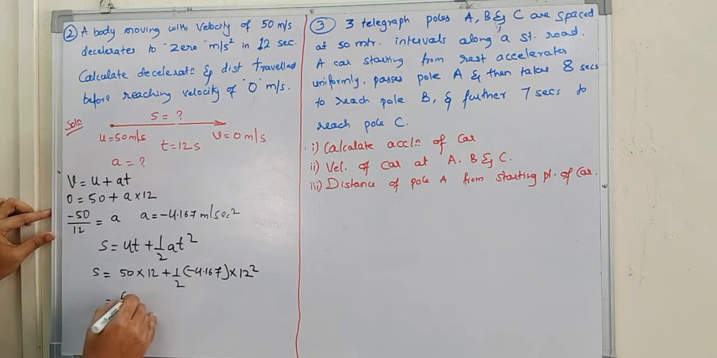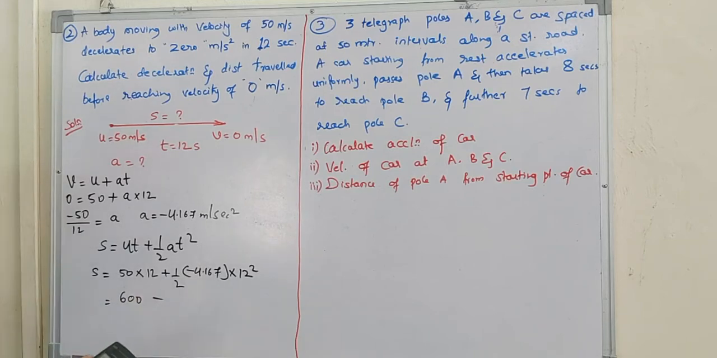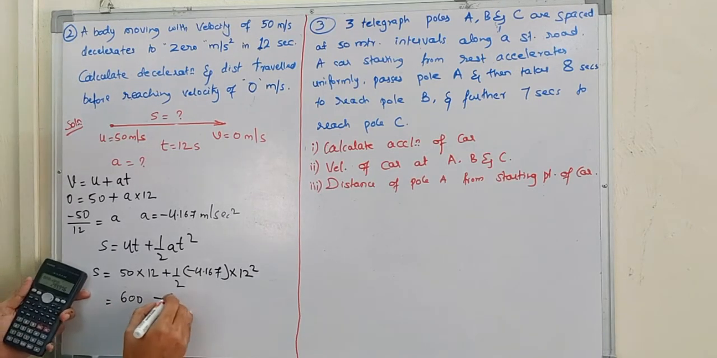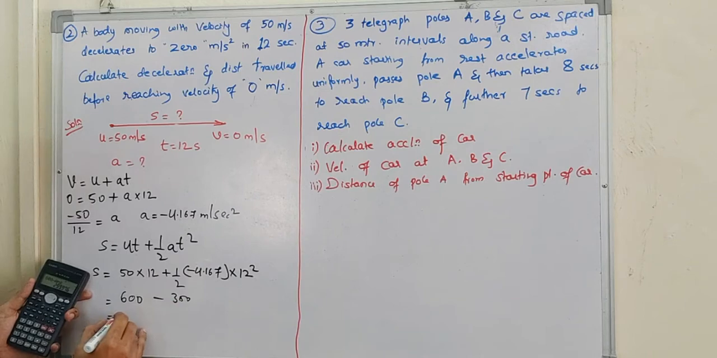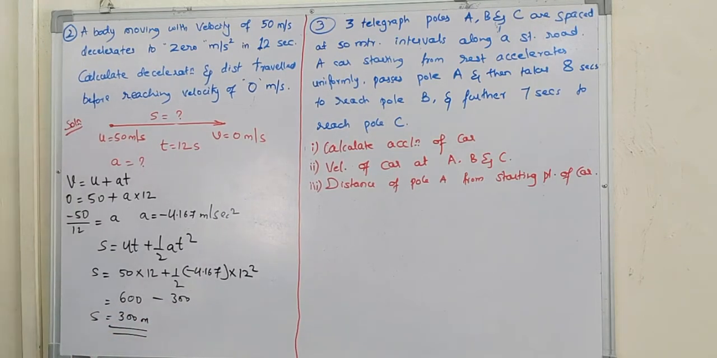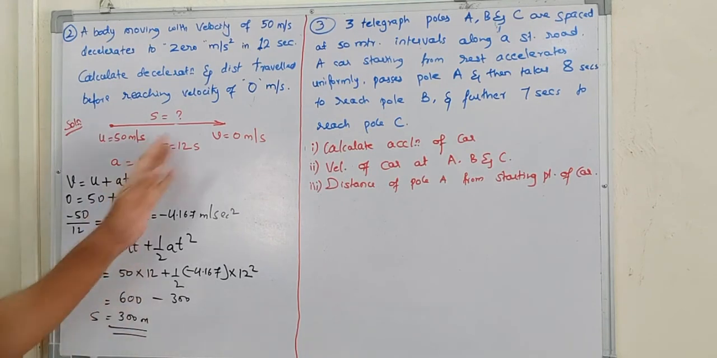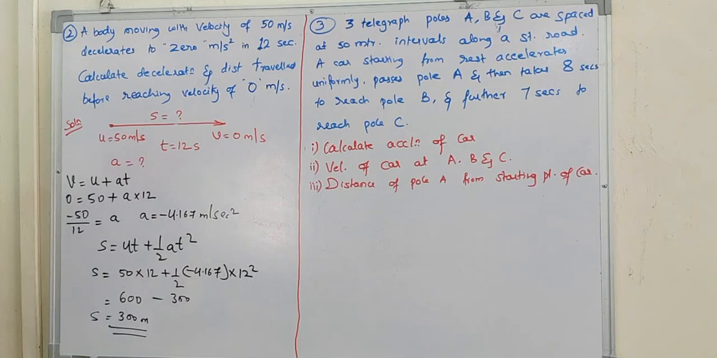You can quickly cross check this. 600 minus, approximately, this will be 300 approximately, and you will be getting somewhere around 300 meters. Now this becomes the total displacement or distance traveled before reaching a final velocity of 0 meter per second. I hope this problem is clear.